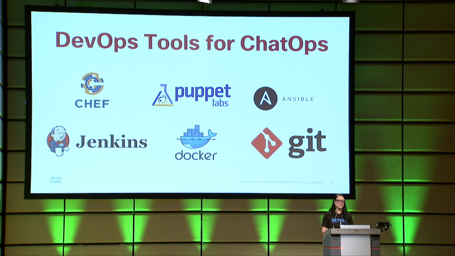So you have Chef, you have Puppet, Ansible for infrastructure automation, Jenkins for continuous integration and continuous delivery, Docker for deploying applications inside a software container, and Git for code revisioning. So you can take all of these tools and integrate it all into your chat tool.